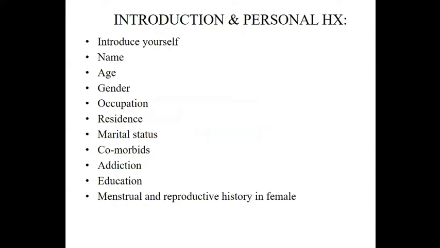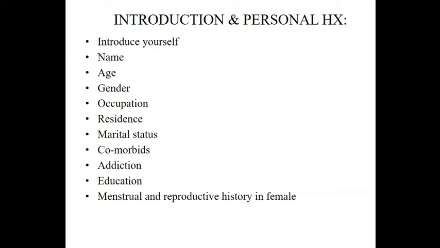Introduction and personal history. It starts with introducing yourself, then asking the name. First name and the second name is very important because we are used to familiar patients coming with the same name. Then the age, gender, occupation, residency, marital status, comorbids, addictions, education, menstrual and reproductive history in female patients. Anybody can volunteer. How will you introduce yourself to the patient?